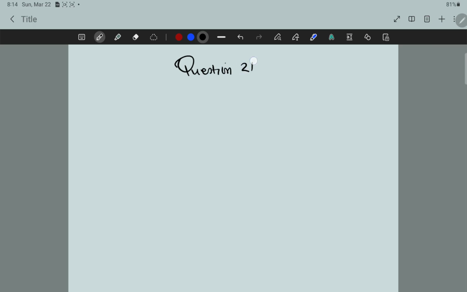Question 2b. It says, assume that f of x is equal to 2 minus e to the power of x plus x.